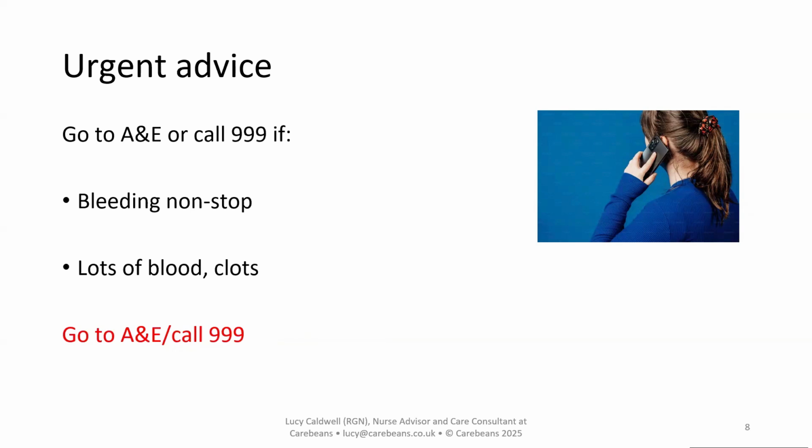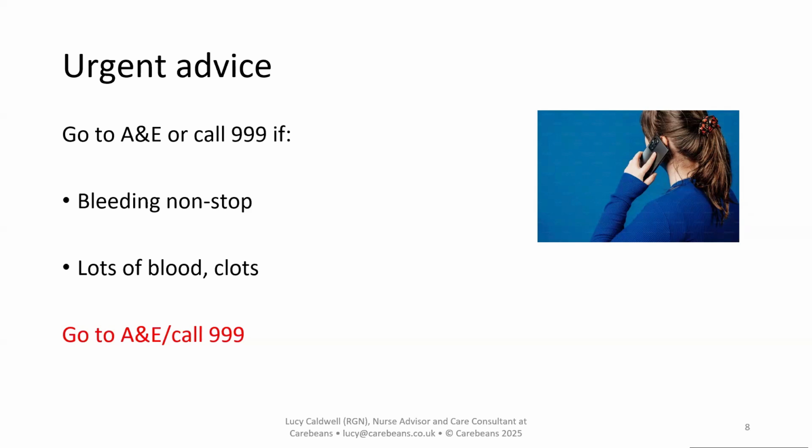And also one step up from that is going to A&E or calling 999 for immediate urgent advice if there is non-stop bleeding or if there's lots of blood and clots within the stool. So if that's seen in the toilet or the commode, etc., then you should seek urgent advice and go to A&E, take that person to A&E or support that person going to A&E or call 999 for further advice.